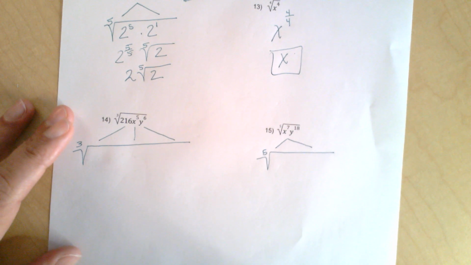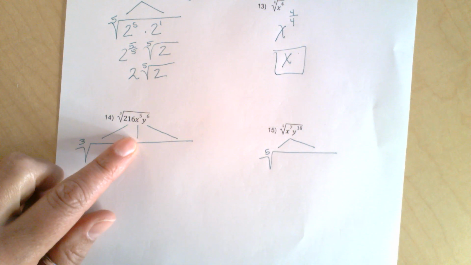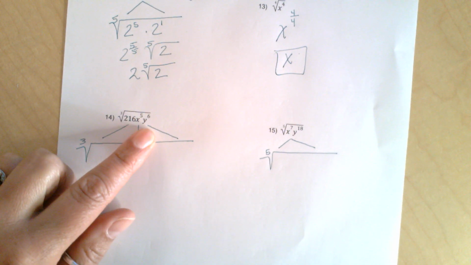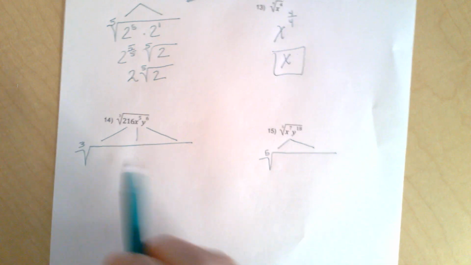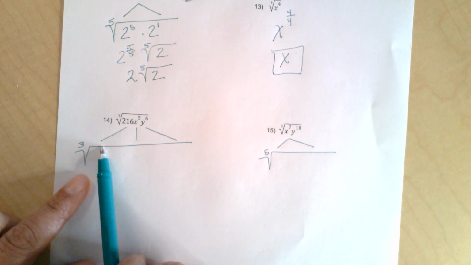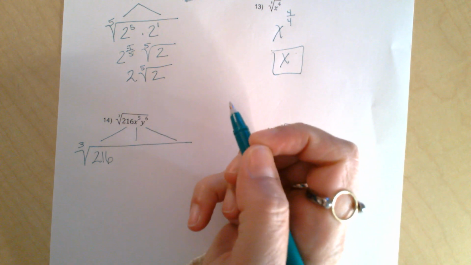All right. And our last two for today, number 14 and 15. Number 14, we have the cube root of 216, x to the 5th, y to the 6th. We're going to take this step by step. As you can see, I have 3 different ones. First, 216. And 216 is a perfect cube.